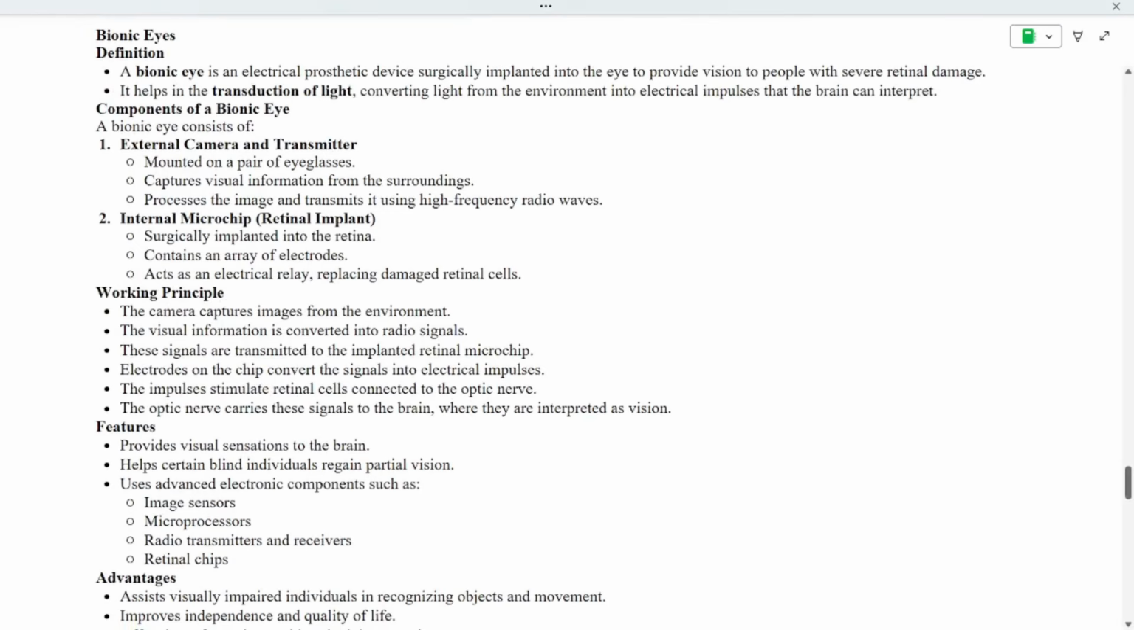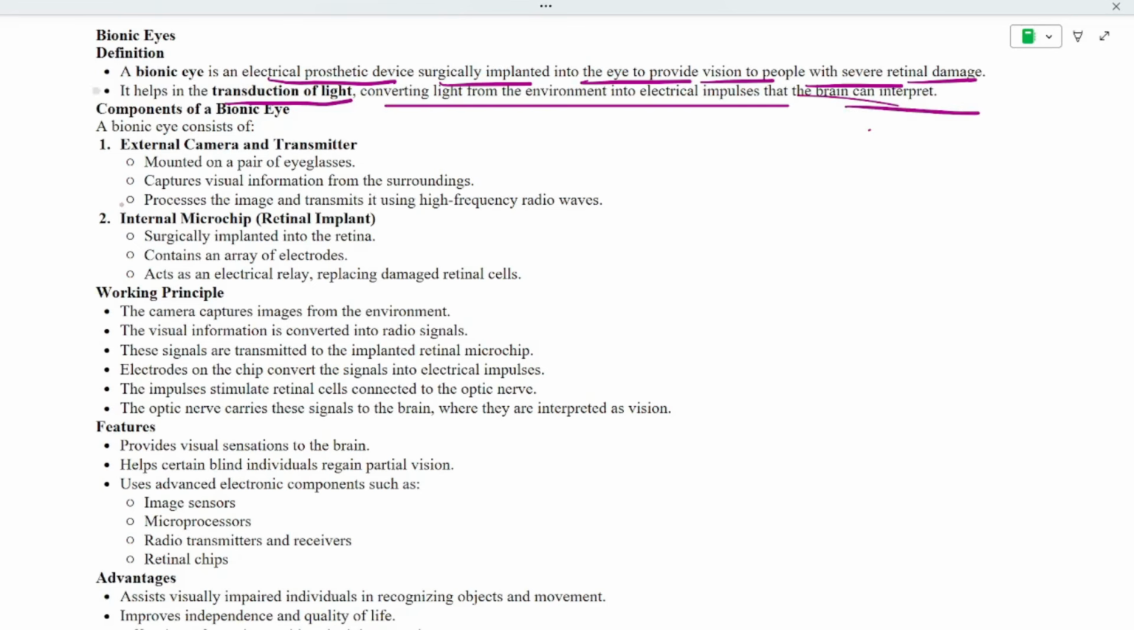Bionic eyes are nothing but a prosthetic device, an electrical prosthetic device surgically implanted into the eye to provide vision to people with severe retinal damage. Transduction of light is the conversion of light from the environment to electrical impulses that the brain can interpret. It has an external camera and transmitter, and an internal microchip, that is, a retinal implant.